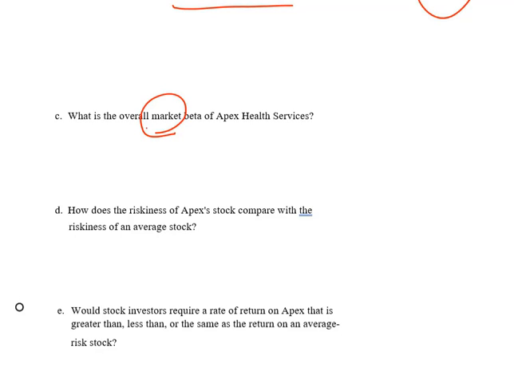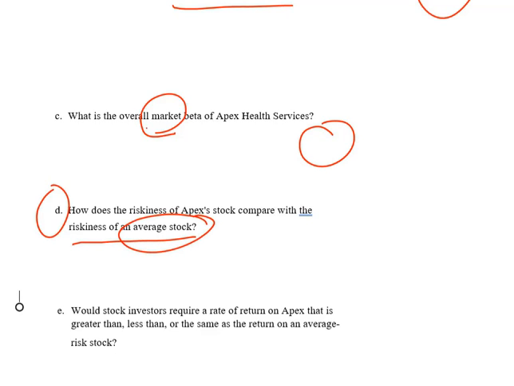Okay, this next question, question D: how does the riskiness of Apex stock compare with the riskiness of an average stock? Well, basically what we're doing is comparing the corporate beta that you've calculated to that of the market. So you're going to have a number up here. You're going to know what the beta is.